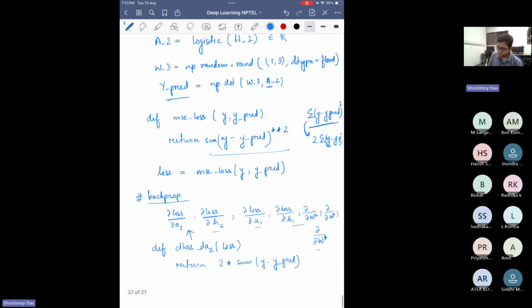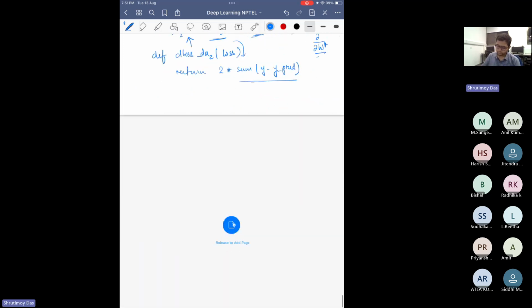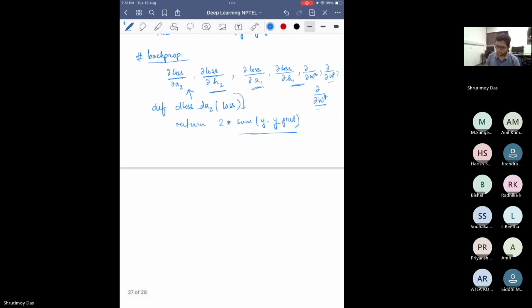Similarly, you will write a function for computing each of these. You have to derive each of these equations by hand, and write a function to compute each of the derivatives that you require. After that, is this part clear? How to create these backprop functions?